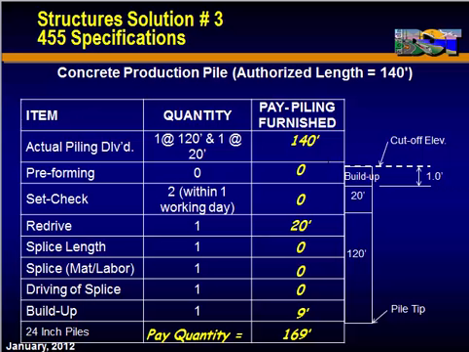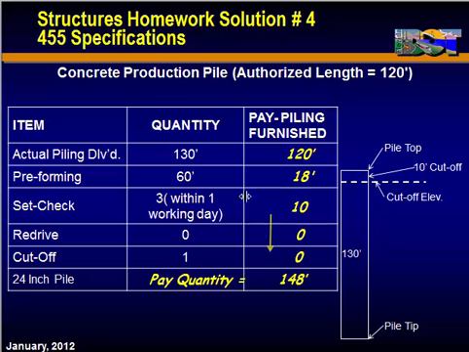So the payment for this pile would be 169 feet total. All right, so let's move on to our next problem. And this one, the authorized length was 120, and the contractor delivered 130. Well, we didn't need that extra 10 feet, so we're only going to pay him the authorized 120.